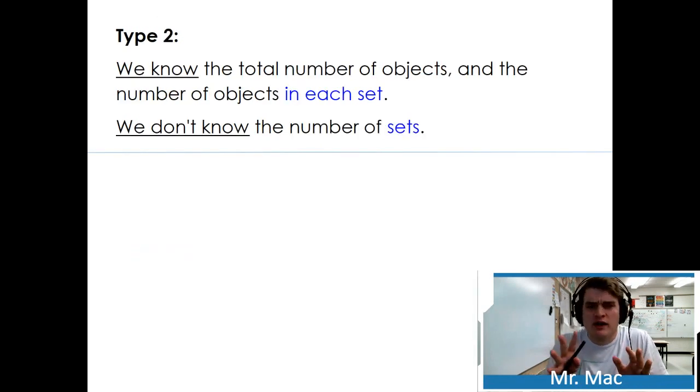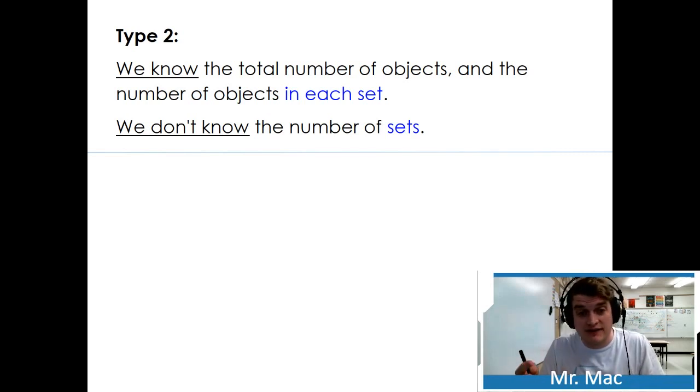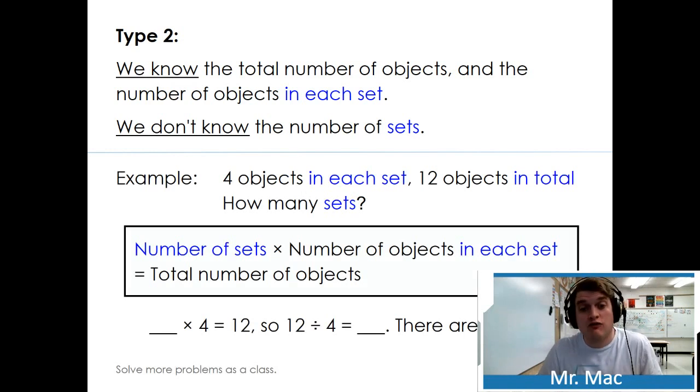Type number 2: we know the total number of objects and the number of objects in each set. We don't know the number of sets. 4 objects in each set, 12 objects in total. How many sets? The number of sets times the number of objects in each set is going to give us the total. So something times 4 equals 12. So 12 divided by 4 equals our answer. There's going to be that many sets.